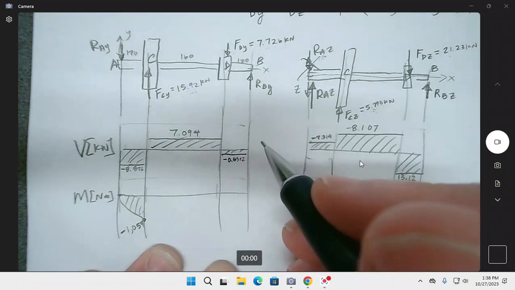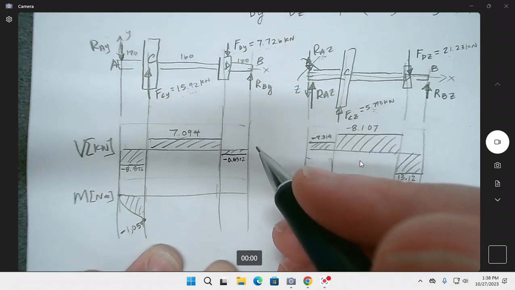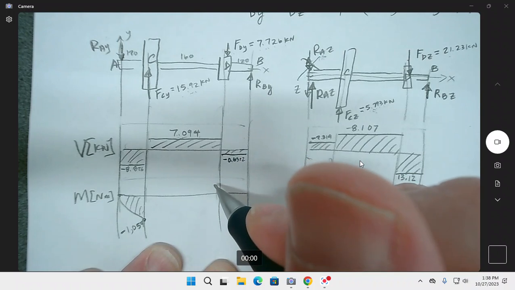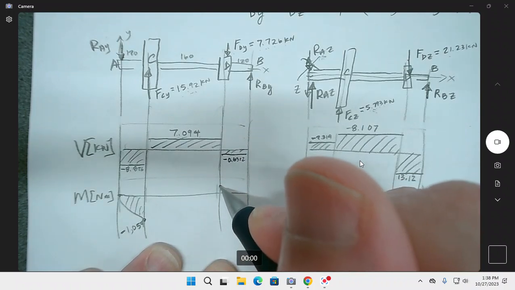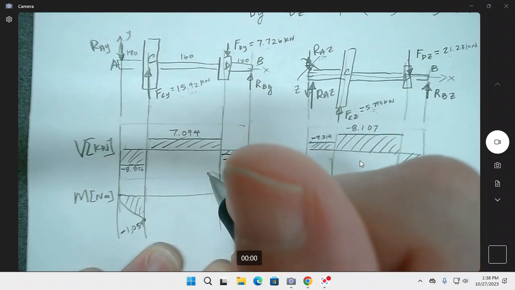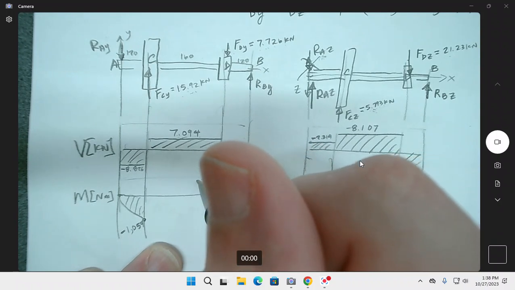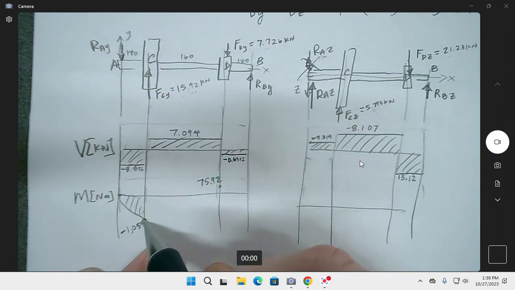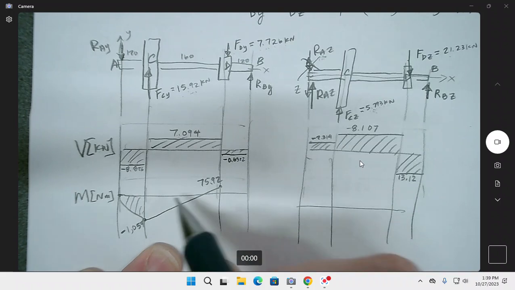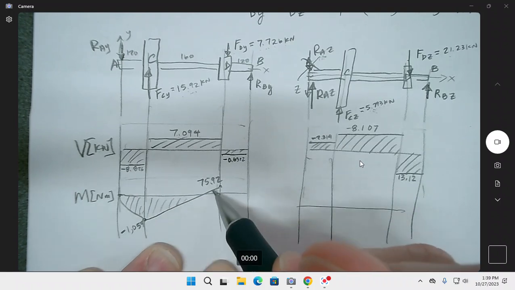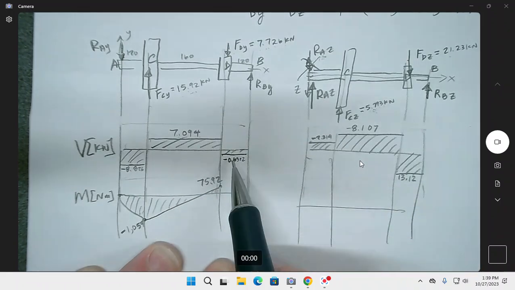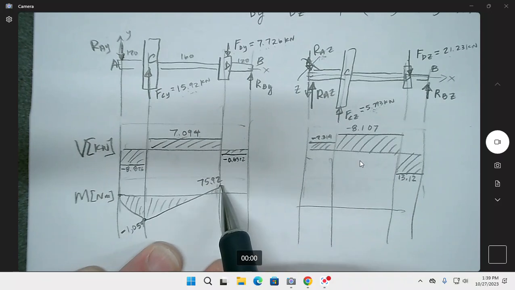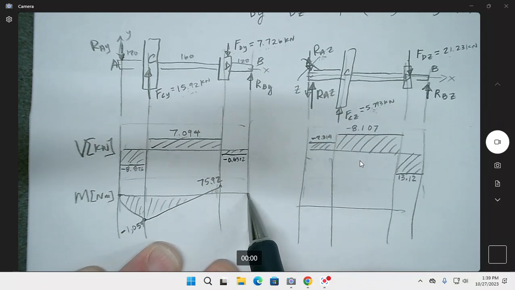So that's actually a pretty small value right to here. That's a 75.92. So it comes up there, but it crosses it as being positive right here. But we can actually check with this. It needs to come back to 0.